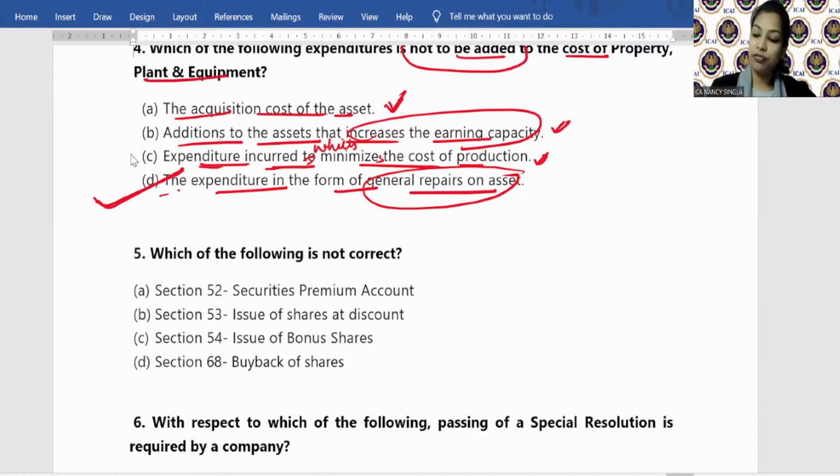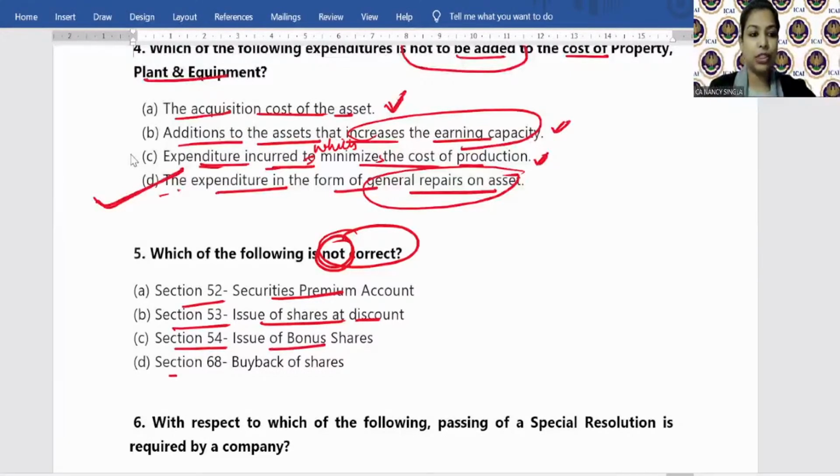So again, which of the following is not correct? Not. Section 52, securities premium account. Section 53, issue of shares at discount. 54, issue of bonus shares. 68, buyback of shares. So quickly send in your reply, students.